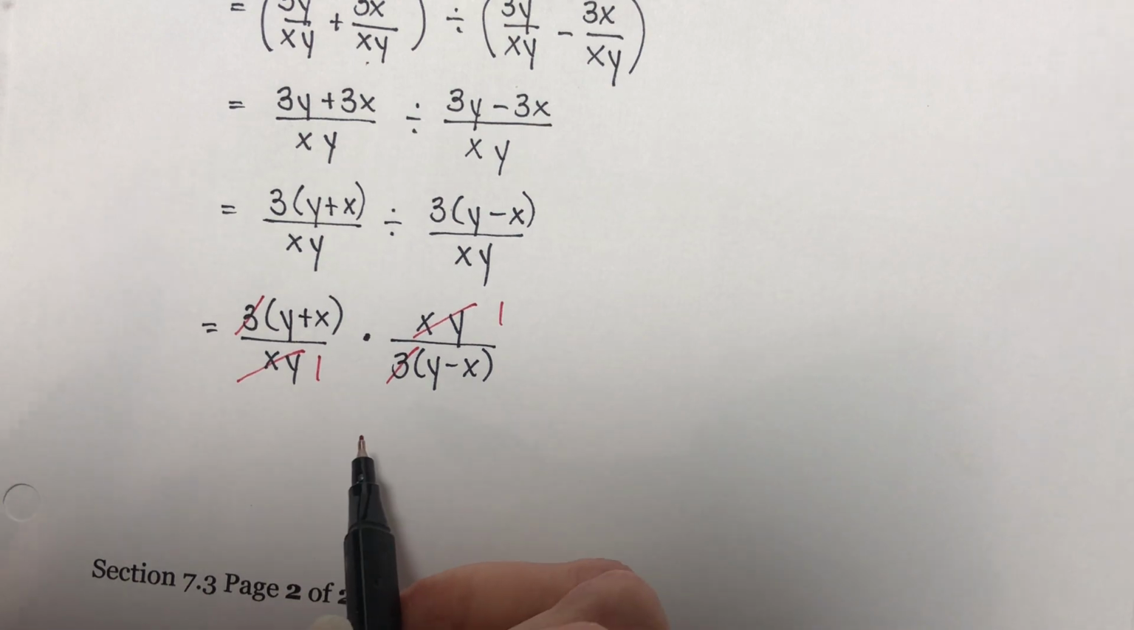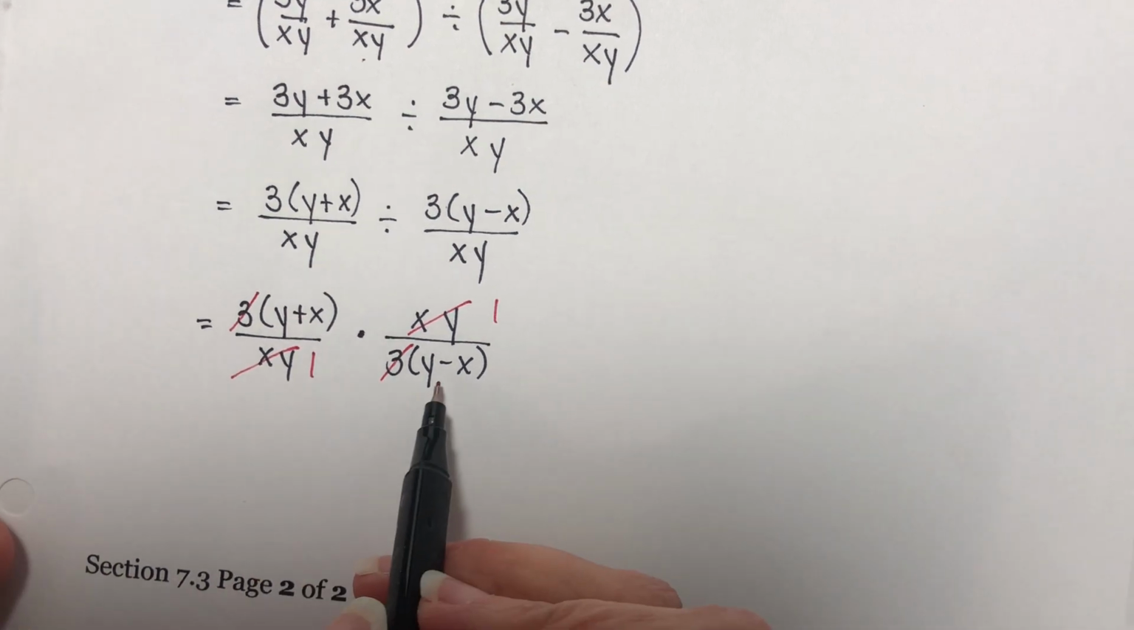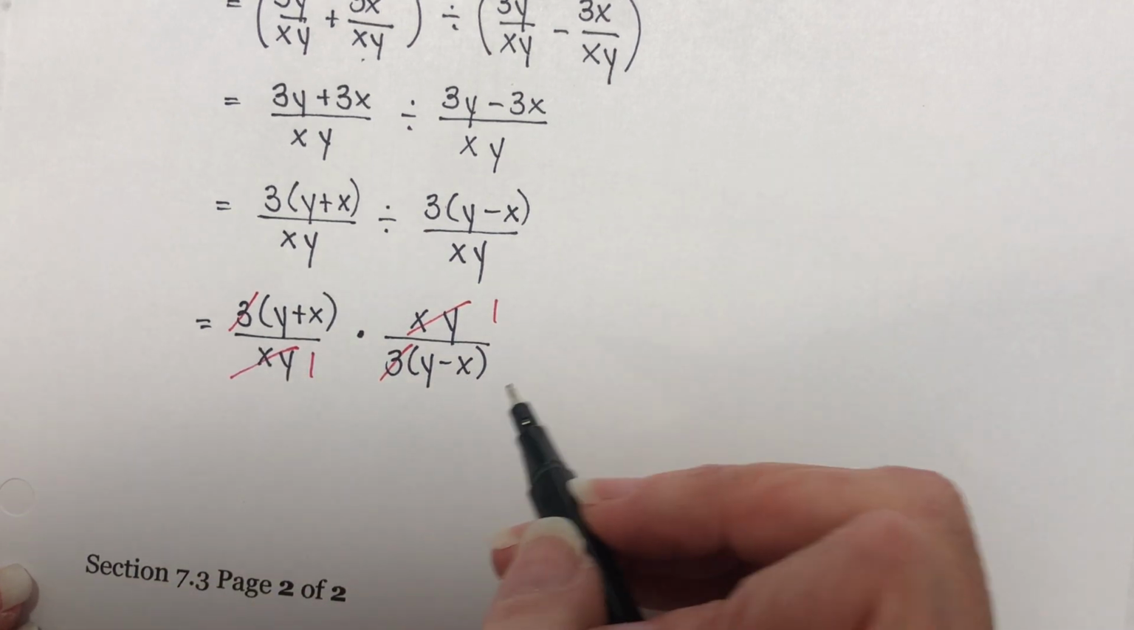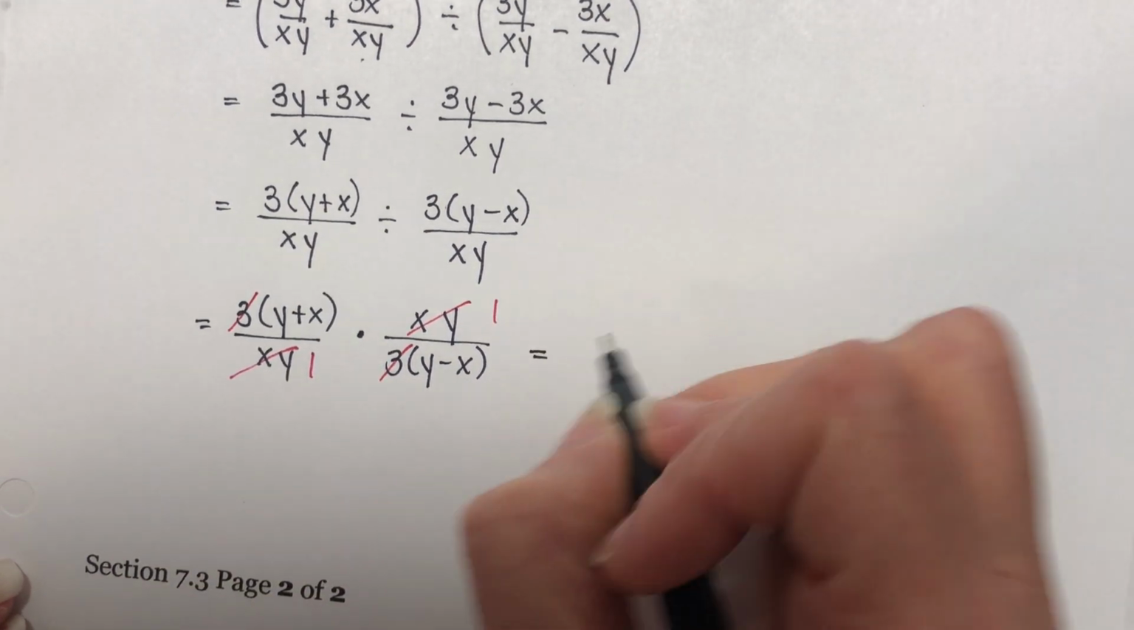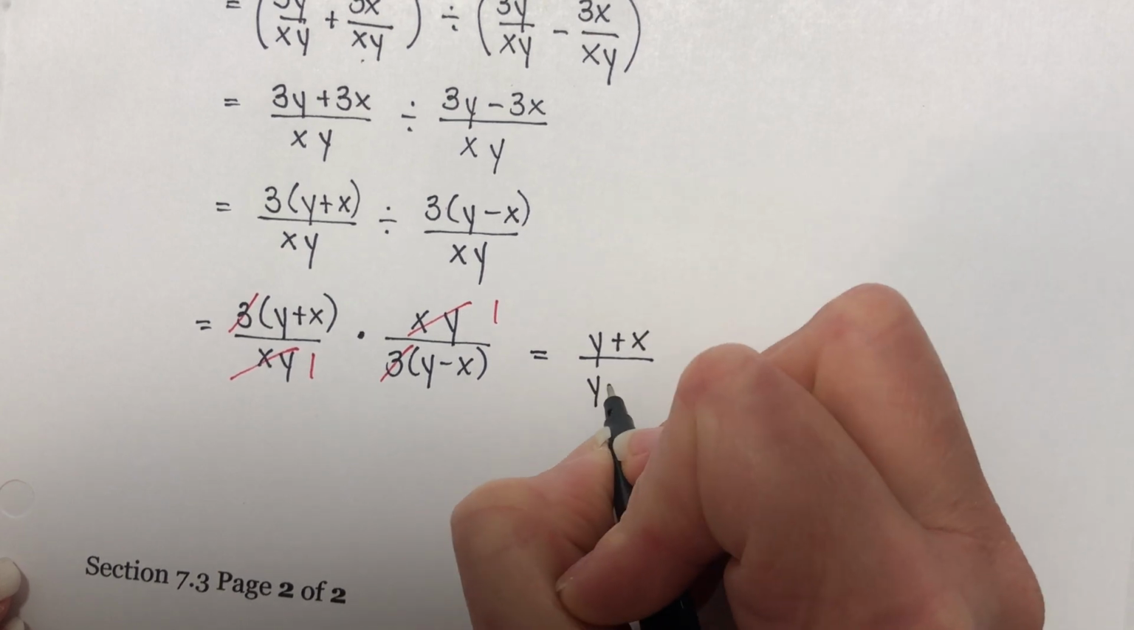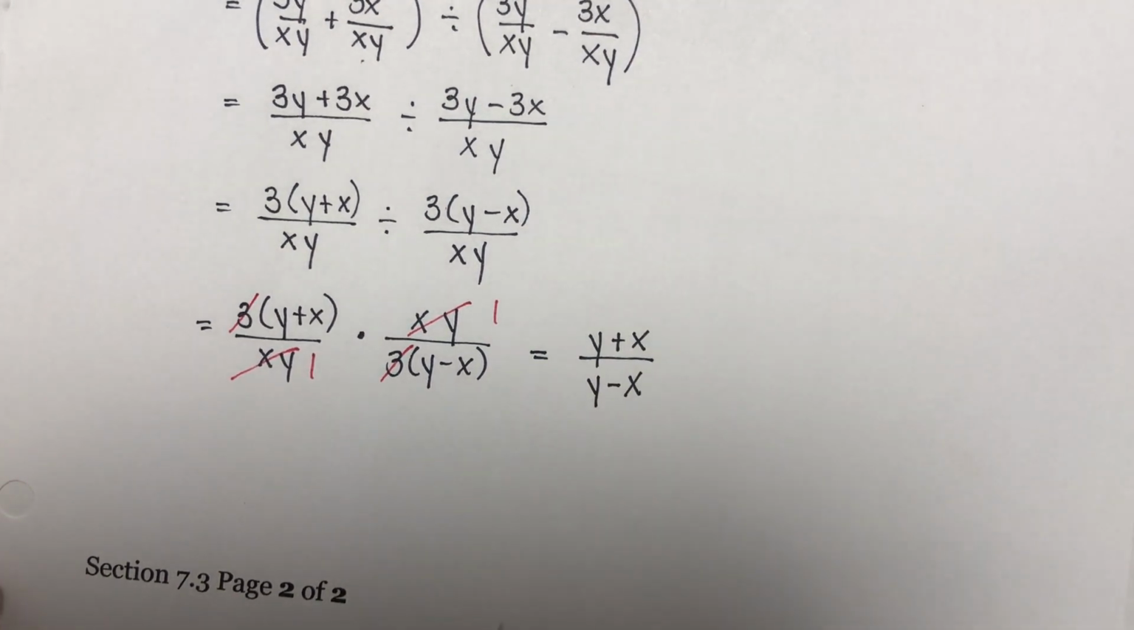Yes, we have the same variables, but they are not the same. This one's an addition, this one's a subtraction. And these would have to cancel out as a unit, and they don't. So our answer is y plus x over y minus x. You can keep the parentheses around them if you want to.